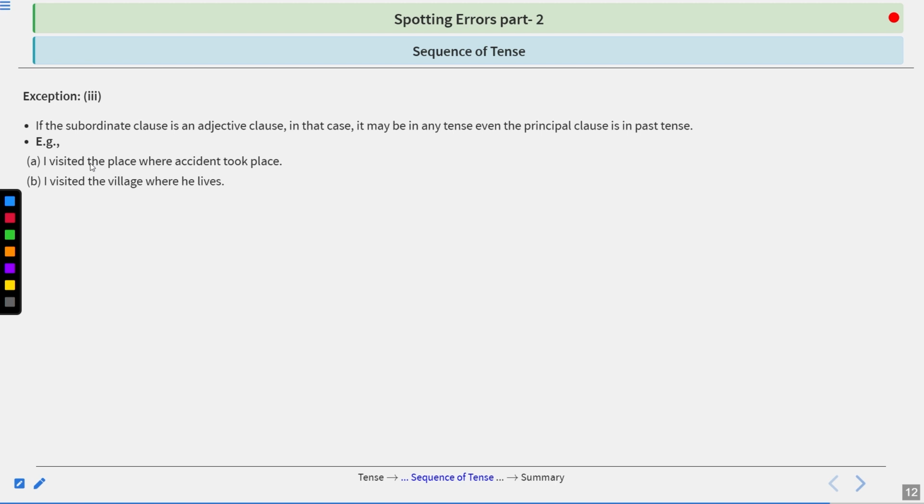I visit the village where he lives. Again, this is correct. Present indefinite tense. I visit the hotel where she will stay. This is also correct, because where she will stay is introducing the hotel.